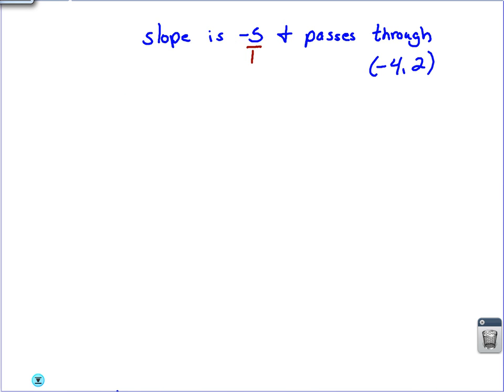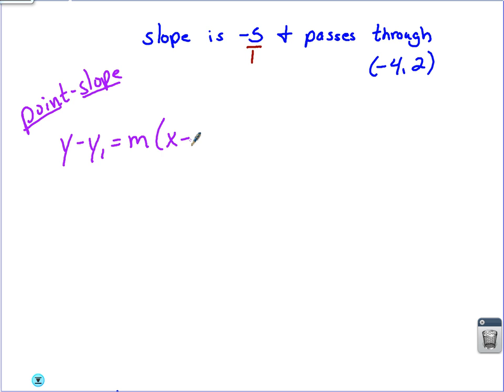Okay, the next method of working this problem, we're going to introduce a new formula to you. You might want to put this formula into your notes. It's called the point-slope formula. Point-slope is a formula that we can simply plug a point and a slope into in order to get the equation. Point-slope looks like this: y minus y1 equals m, or the slope, times x minus x1.